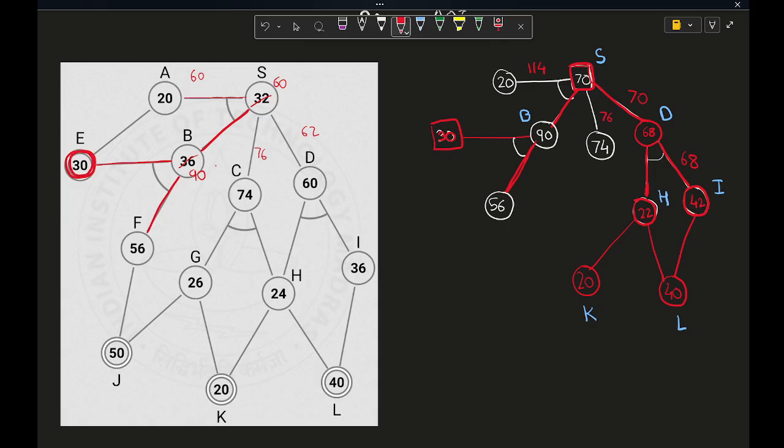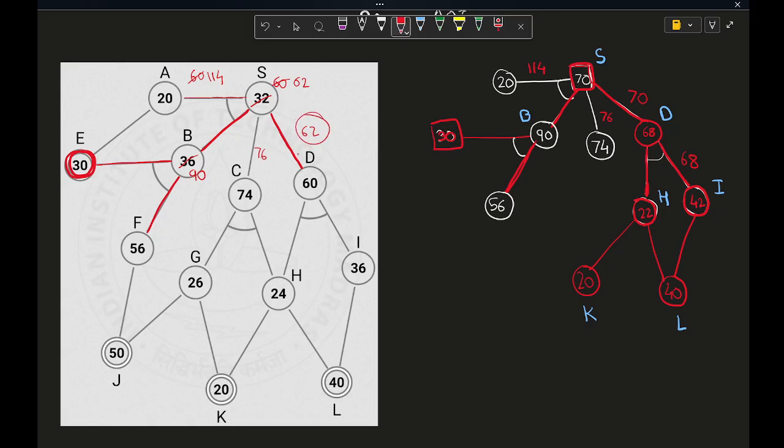So this is marked as 90. Now we go way up there, and this entire thing updates to 114 because 20 plus 90 plus 4 is 114, yeah? And the minimum one here is 62. So this updates to 62. Okay, so we now expand this thing.